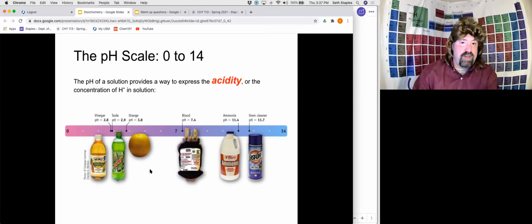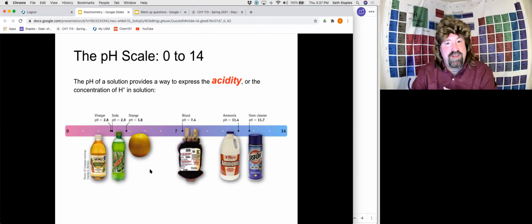Anything below 7 is acidic. Anything above 7 is basic. And so this just gives you an idea here of a few different types of solutions. So vinegar, for instance, has a pH of about 2.8, pretty close to most sodas, which is about 2.9. Oranges and citrus are pretty acidic at about 3.8.